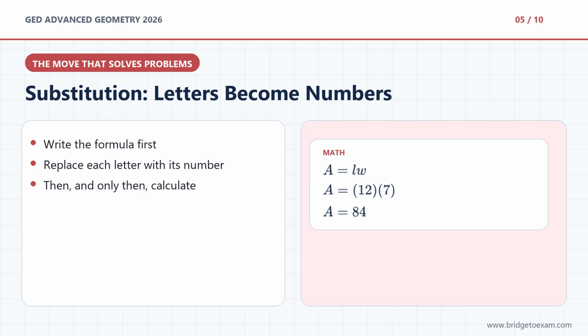Once you have the formula, the key move is substitution. Substitution simply means replacing each letter with the number it stands for. Take the area of a rectangle. A equals LW. Suppose the length is 12 and the width is 7. We put 12 where the L is and 7 where the W is. That gives A equals 12 times 7. Write the formula first, then substitute. This one habit prevents most GED geometry mistakes.